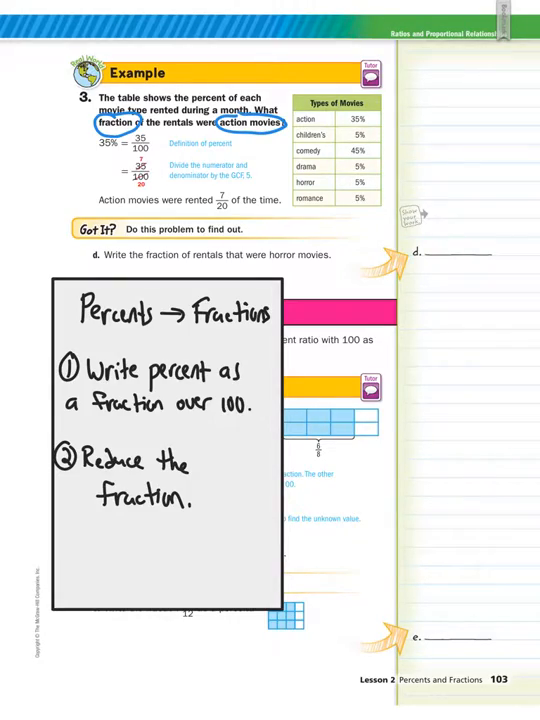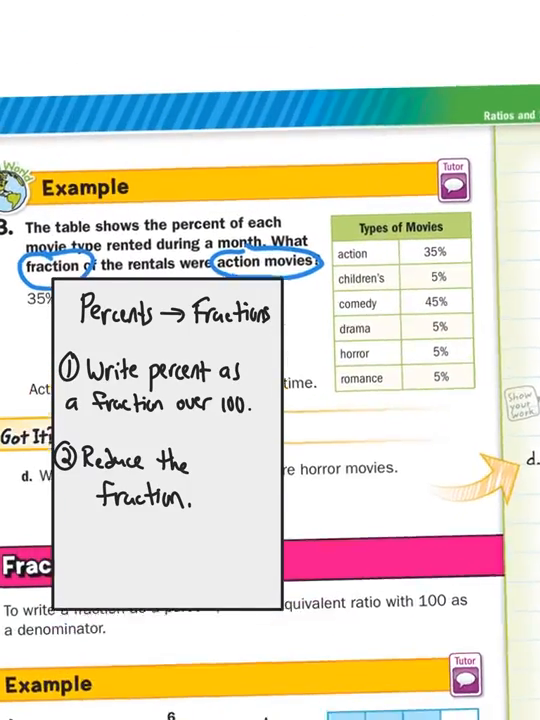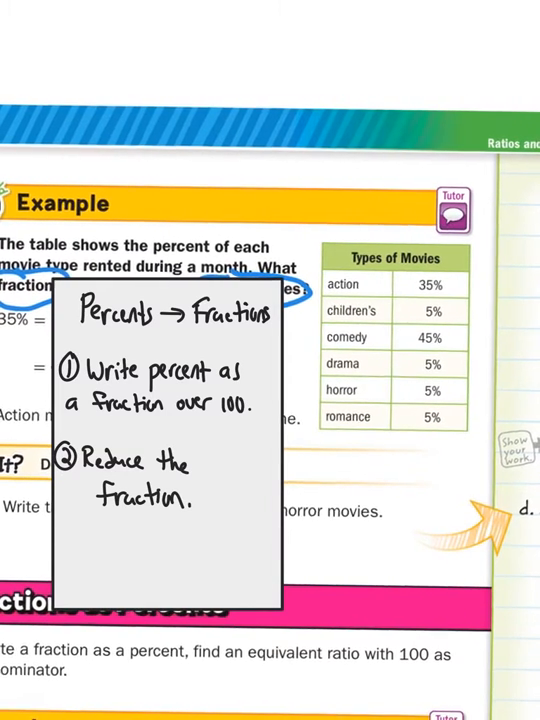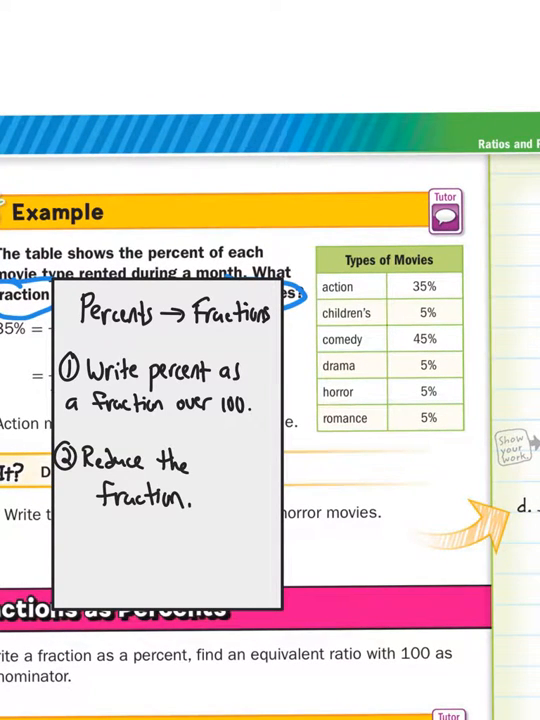So let's take a look at that table. All right. So when I find action movies, I see it is written as a percent. Action 35%. So when it says what fraction, I've got to change that percent to a fraction. All right, remember the steps. Write 35% as 35 over 100. Again, you could reduce it on your calculator, but I know they both divide by 5, and I get 7/20ths. So 7/20ths of the movies were action movies.